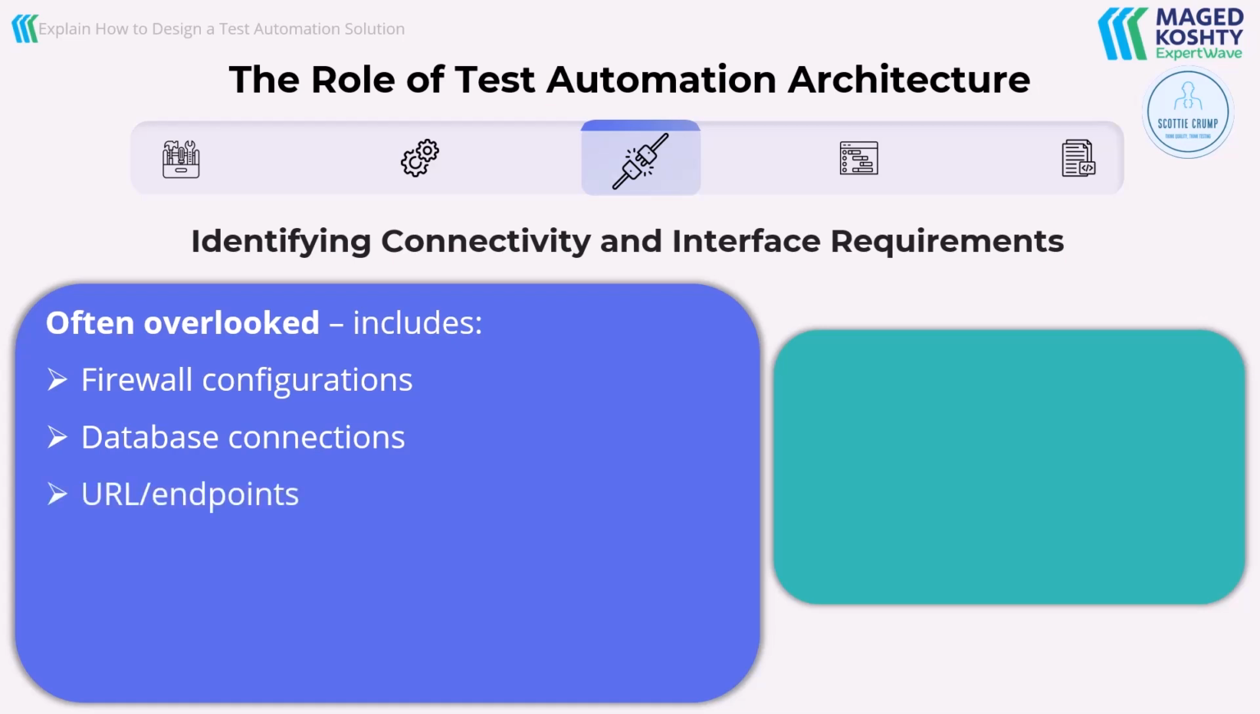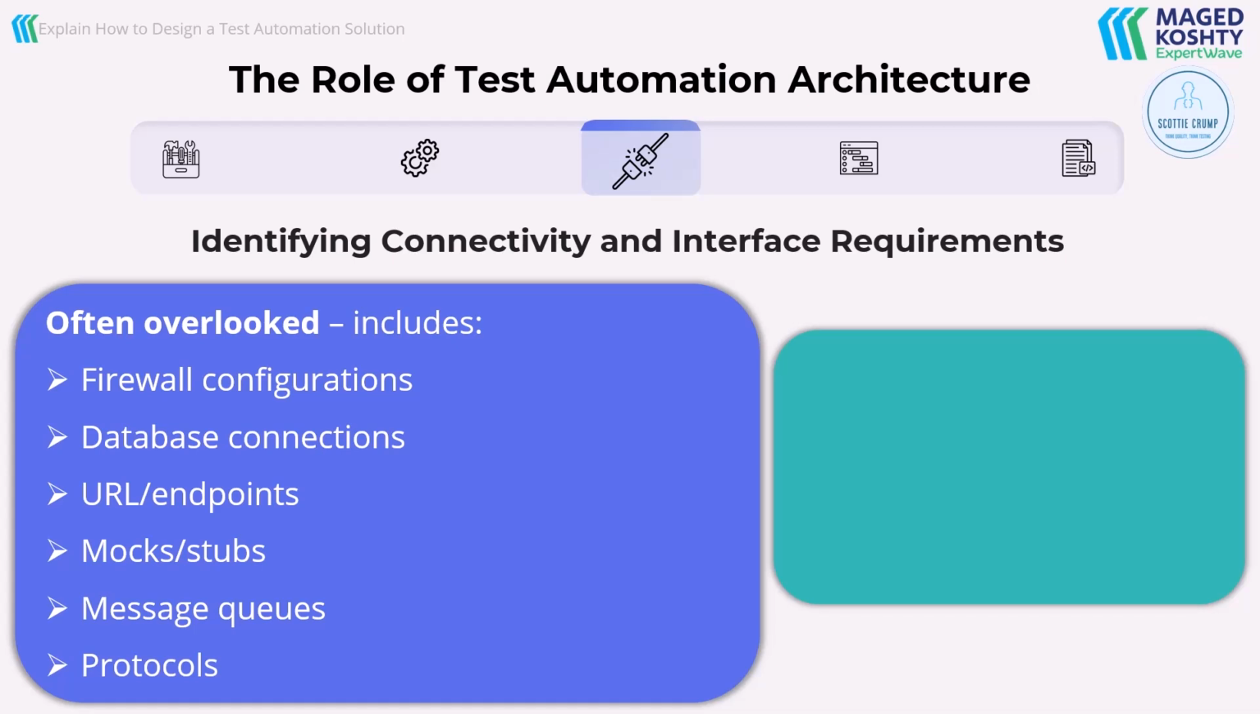URL connections. What endpoints does your automation need to access? Mocks and stubs. Do you need to simulate components that aren't available? Message queues. Is your system using asynchronous messaging? Protocols. What communication protocols does your SUT use?